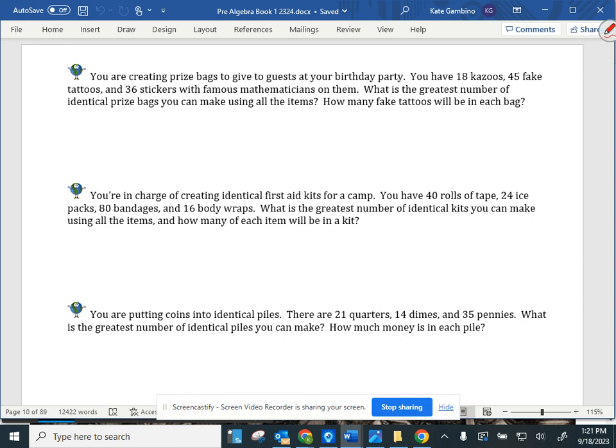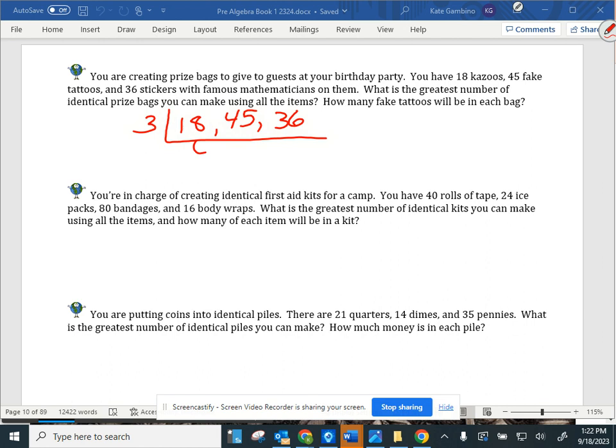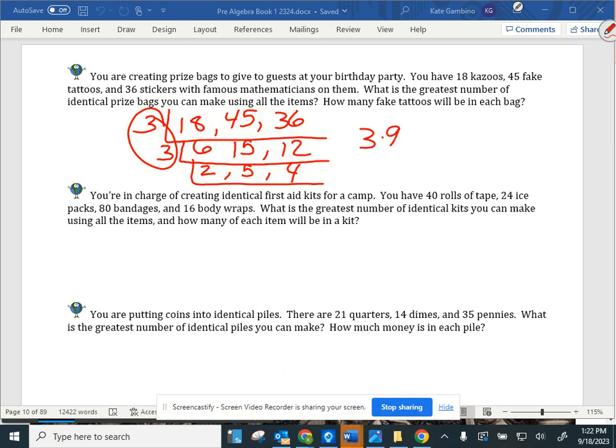So we could say 18, 45, and 36. I can't pull a 2 out. I pull a 3 out and get 6, 15, and 12. I can pull a 3 out and get 2, 5, and 4. Oh, I can't pull anything more out. So I'm going to do 3 times 3. Oops. 3 times 3 equals 9. So there's going to be 9 bags.